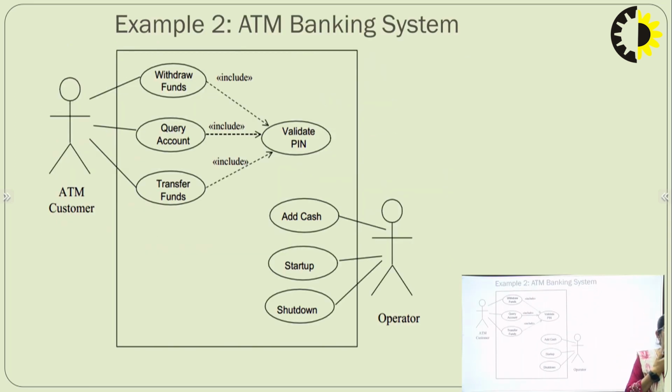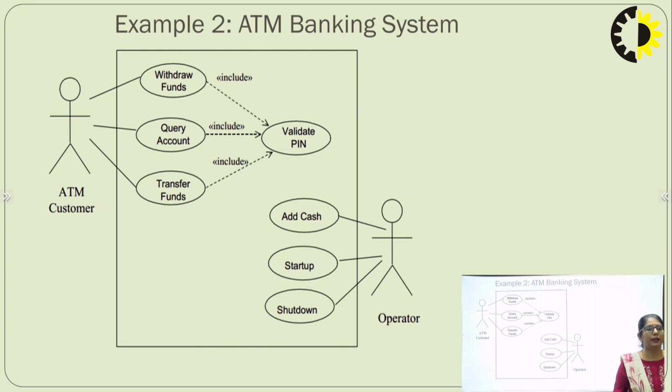This is another example, of an ATM banking system. There are two actors we have identified. One is the customer who is going to the ATM. What are the possible operations? What are the business processes the customer can do? And an operator, what can an operator do? A customer can do withdrawal of funds. He can query the account, just query the account. He can transfer the funds.